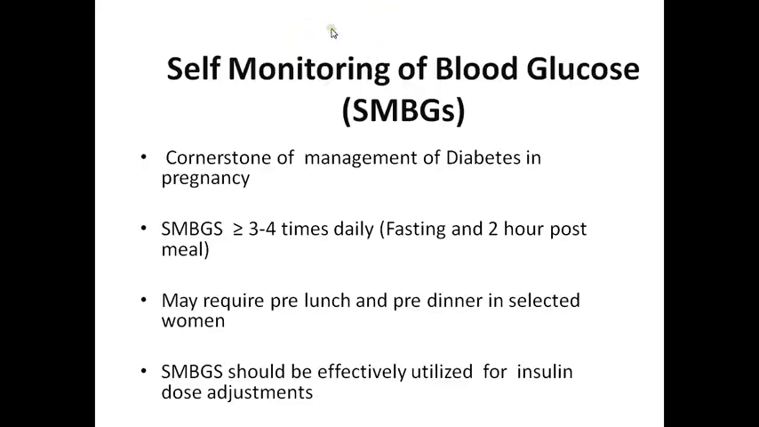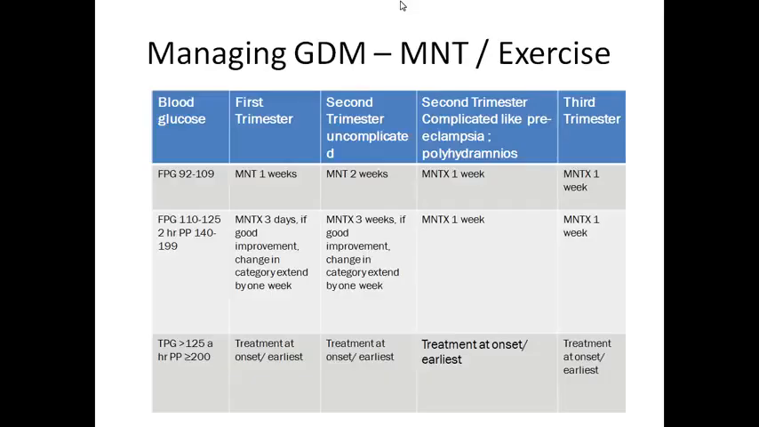The cornerstone of the management of diabetes in pregnancy or gestational diabetes is self-monitoring of blood glucose, more than 3 to 4 times. Usually 7 times a day they need to do the monitoring: pre-lunch and pre-dinner, post-lunch and post-dinner, and once when they are going to bed. So it makes around 7 times. It should be effectively utilized for insulin. These patients are usually put on insulin, and that's why this helps in controlling the levels.